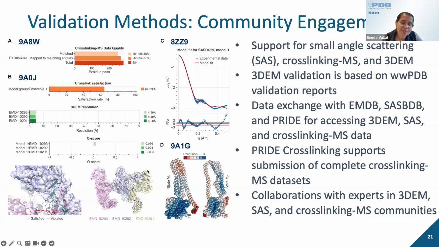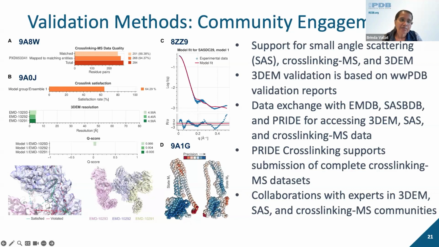What I'm showing here are some snapshots from the validation report for cross-linking, EM and SAS. And I wanted to highlight a particular use case here, which is, I think, the structure of the Fanconi anemia core complex, which uses 3 different EM maps from EMDB that correspond to different parts of the assembly. So the EM maps are used to model the whole complex.